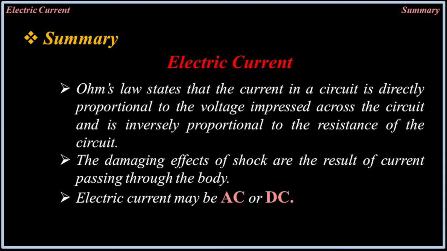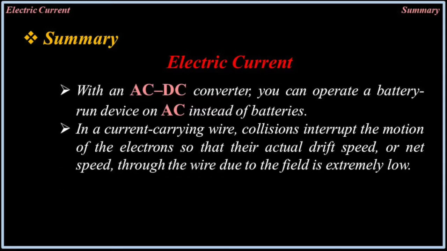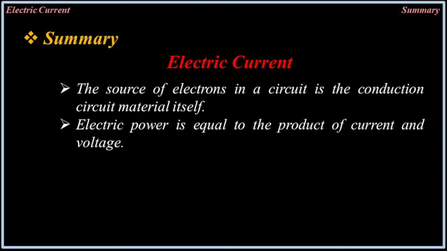The damaging effects of shock are the result of current passing through the body. Electric current may be AC or DC. With an AC-DC converter, you can operate a battery-run device on AC instead of batteries. In a current-carrying wire, collisions interrupt the motion of the electrons so that their actual drift speed, or net speed through the wire due to the field, is extremely low. The source of electrons in a circuit is the conducting circuit material itself. Electric power is equal to the product of current and voltage.